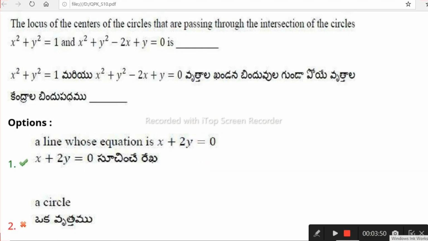The question is asking the locus of centers of the circles that are passing through the intersection of the two circles x square plus y square is equal to 1 and x square plus y square minus 2x plus y is equal to 0. Okay, we need the locus of the centers of circles passing through the intersection of these two circles.